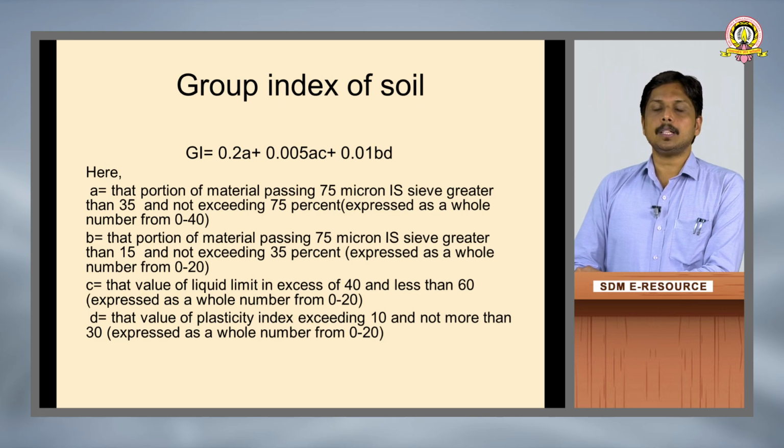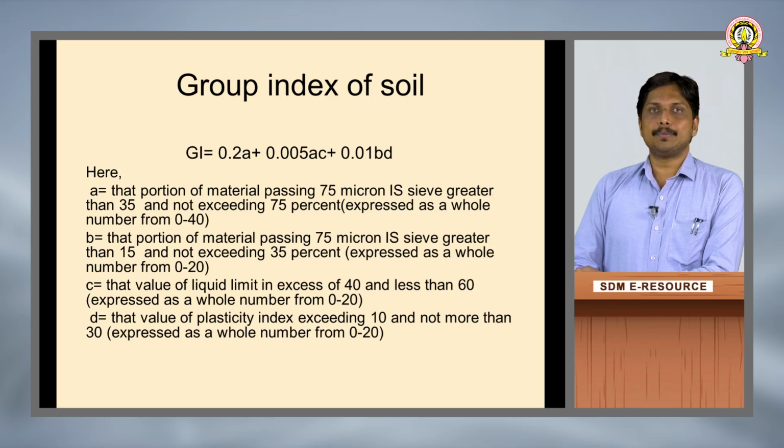Therefore, the value of A is calculated like this. If the percentage passing is 50, then that 50 minus the lower limit, that is 35, which will give you the value of A.